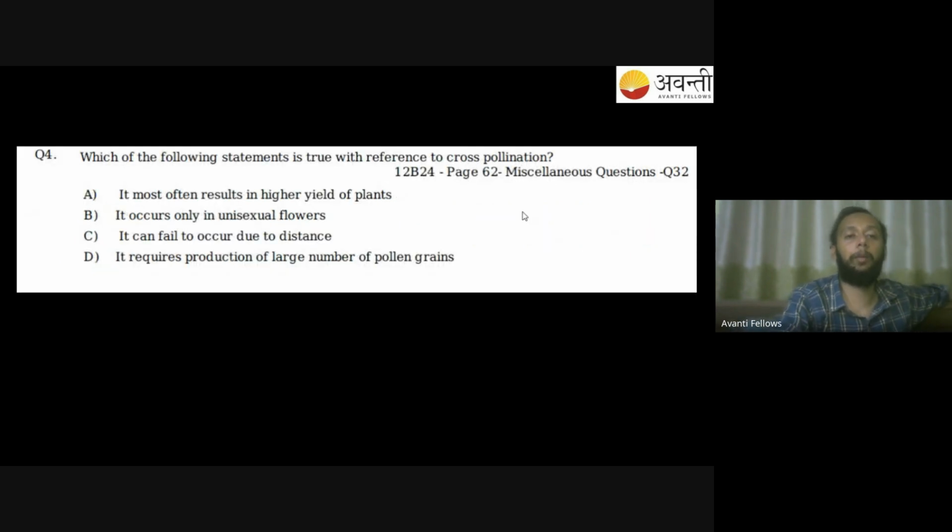Which of the following statements is true with reference to cross pollination? Which of the statements is true with reference to cross pollination? Think carefully and then try to answer this.